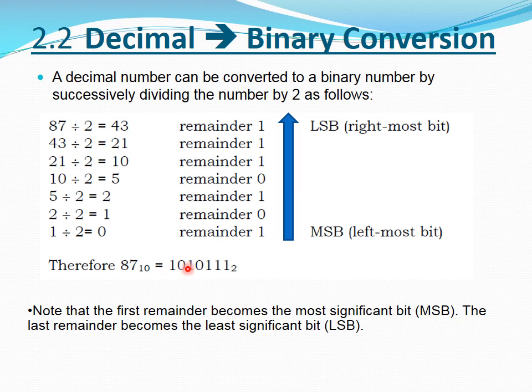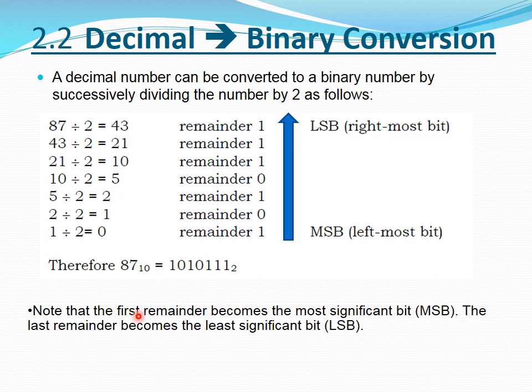This MSB is called the leftmost bit, and this is called the rightmost bit. Therefore, one digit is called 1 bit.